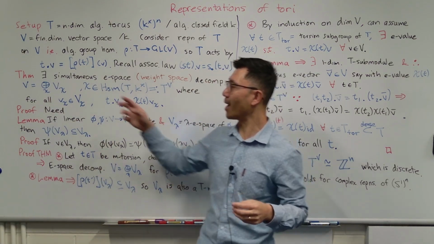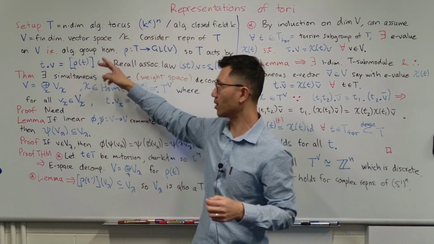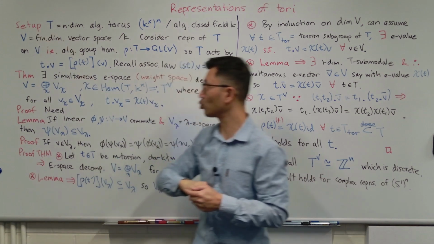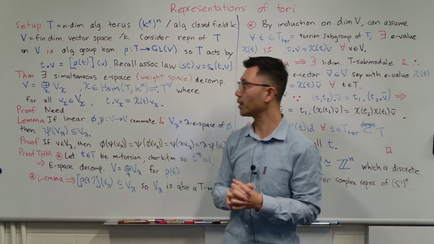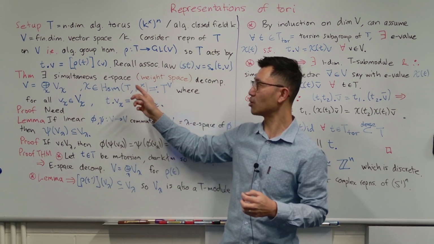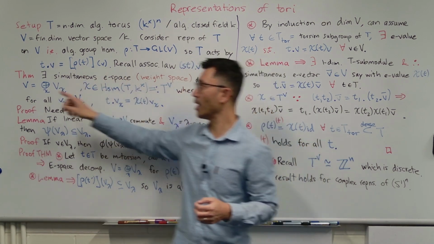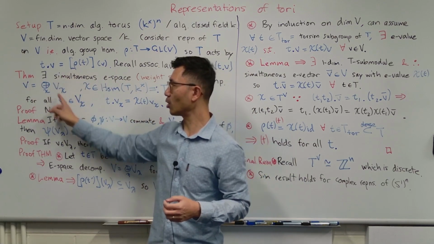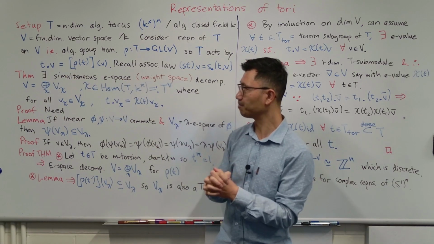Okay, so what's the main theorem? What we're going to do is classify all such representations of this n-dimensional torus. And the way we'll do it is using the following theorem. The following theorem tells you that you have a simultaneous eigenspace decomposition. V equals the direct sum of these V chi's, which are going to be subspaces, and I'll explain a bit more what that means.